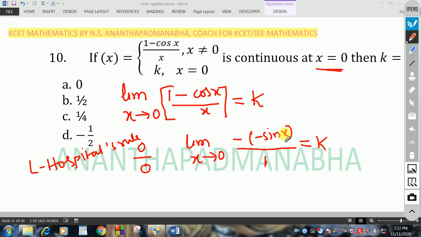I have numerator as sin x now. So k is equal to sin x as x approaches 0. So we know that it is sin 0. When you apply the limit, it is sin 0, which is equal to k, which is 0. So k is equal to 0 is the correct answer. So for the function to be continuous, k must be equal to 0.